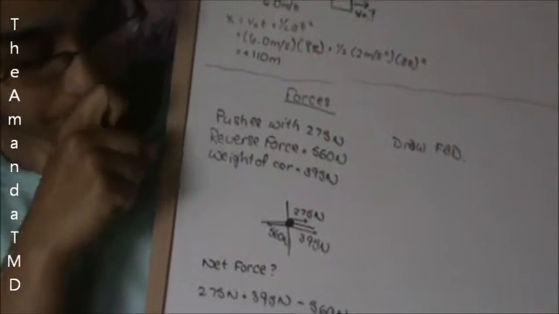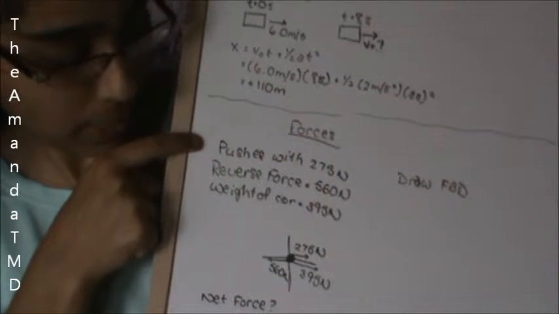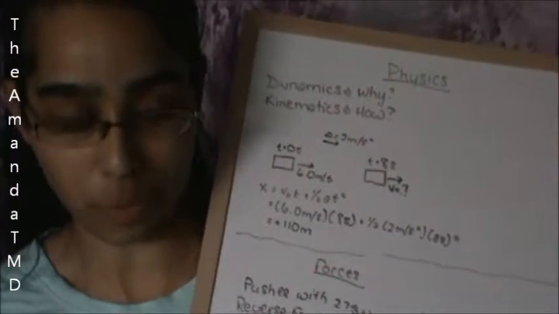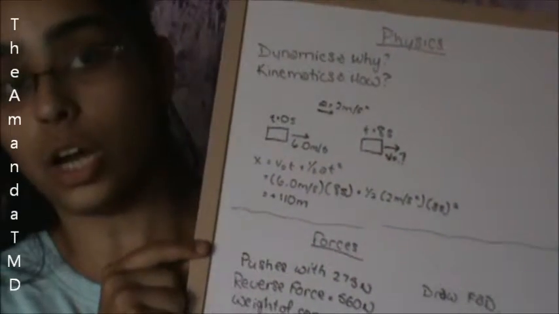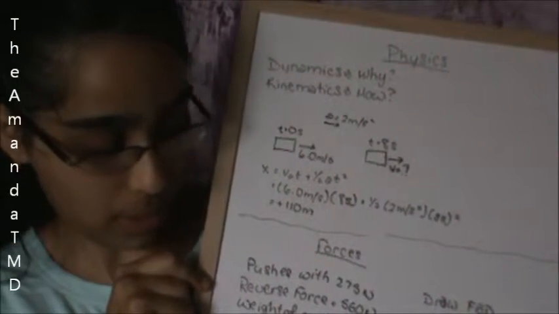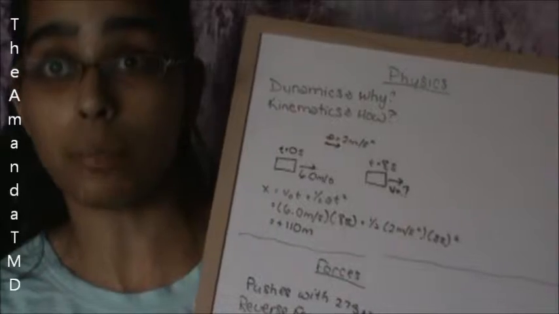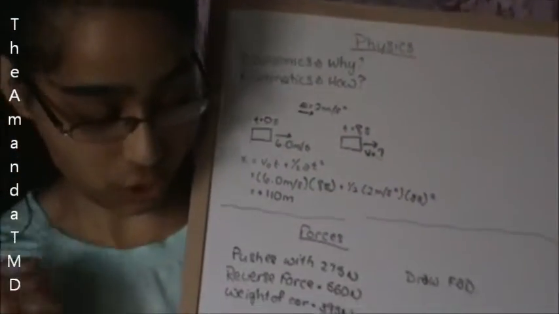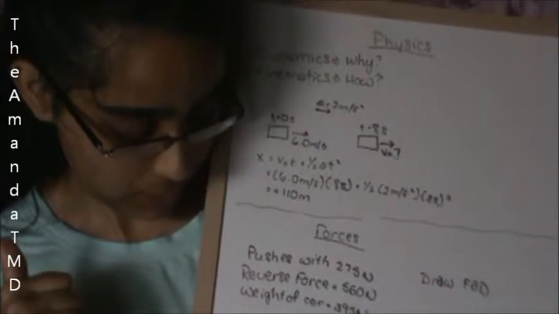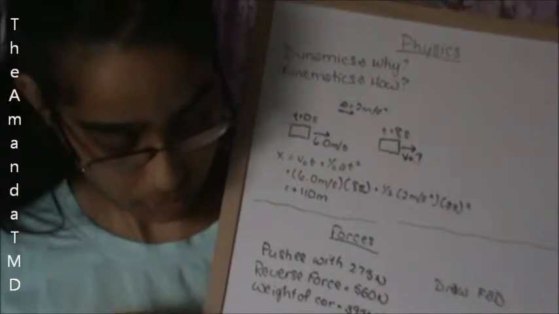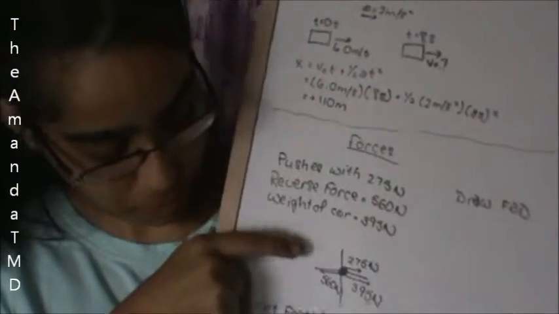So in this question, we had a couple of people trying to push a car because I guess it got stuck or something, and they were pushing with a force of 275 newtons. And the force that the car applied on the people was 560 newtons in the reverse direction, and the weight of the car was 390 newtons. So here's my free body diagram.